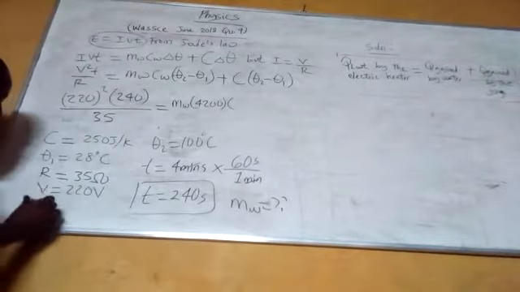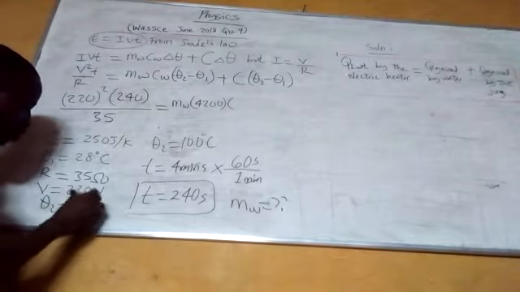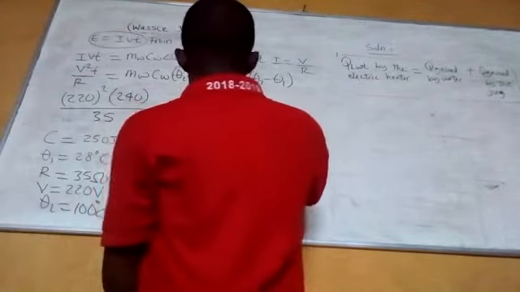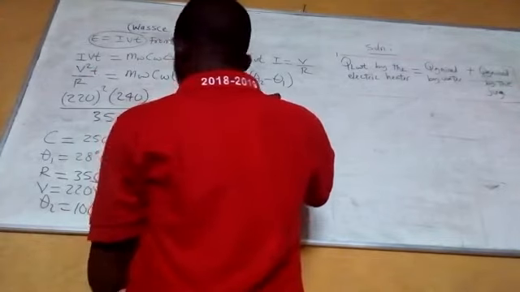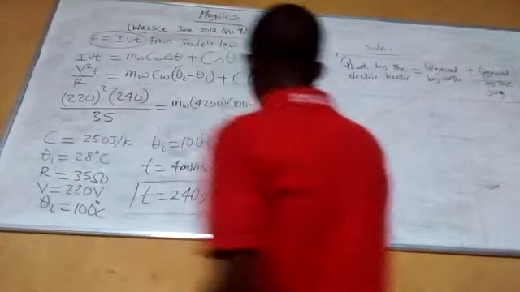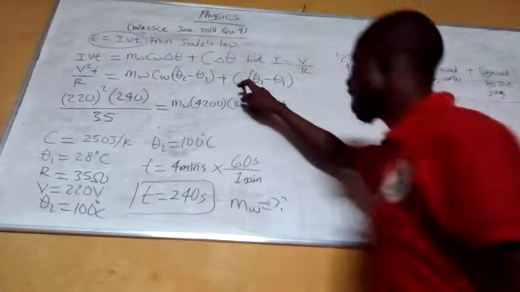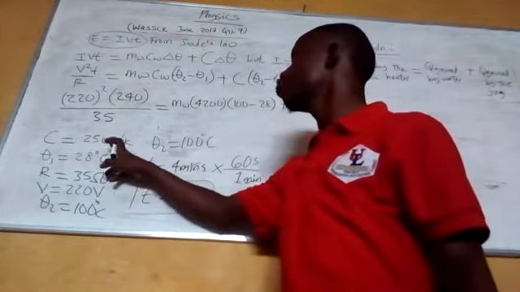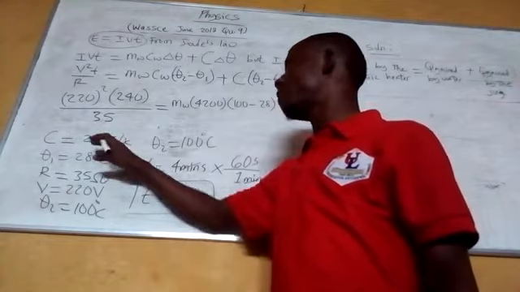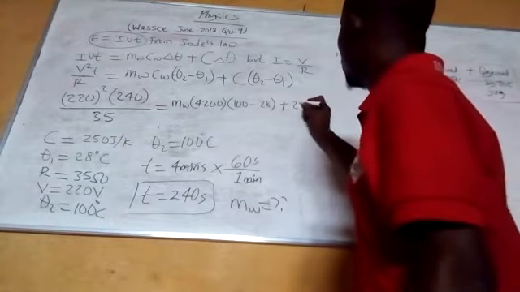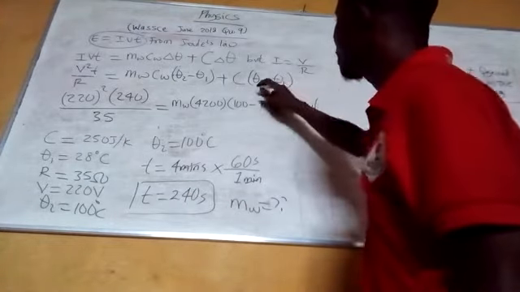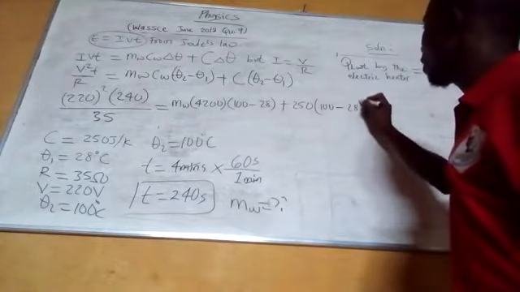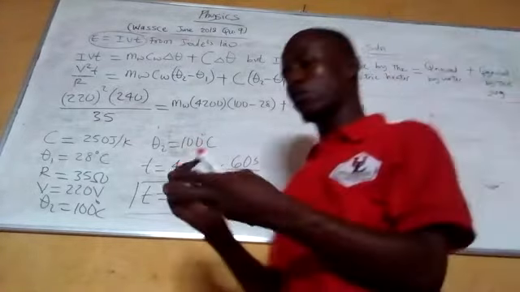So theta 2 is equal to 100 degrees Celsius, which is the temperature at which water boils. So we have 100 minus 28, plus we have C. The C given in the problem was 250 joules per Kelvin. So we have 250 times theta 2, which is 100, minus theta 1, which is 28. So we'll do our calculation.